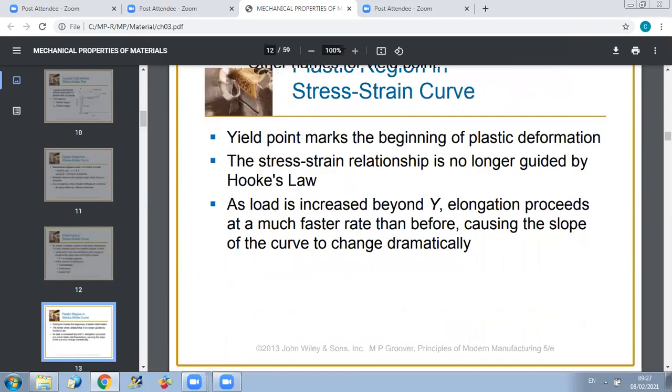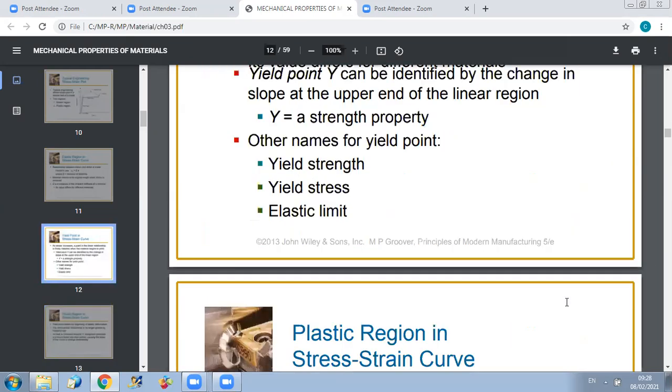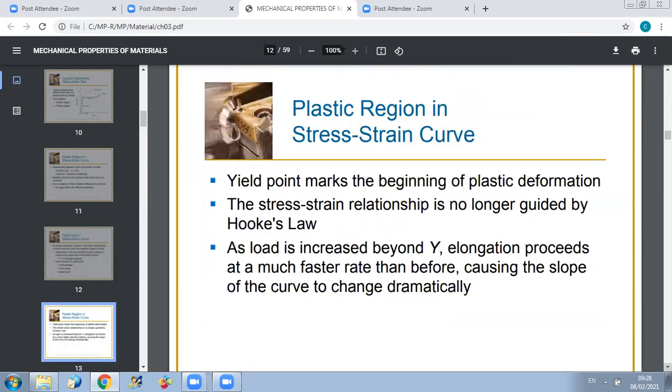Now, what is happening in the plastic region? The yield point marks the beginning of the plastic deformation. In this region, the stress-strain relationship is no longer guided by Hooke's law, so it is not a linear variation anymore, and we will see the type of equation that is used in this part. As load is increased beyond the yield point, elongation proceeds at a much faster rate than before. As we said, in the plastic region, it's easier to deform the specimen.